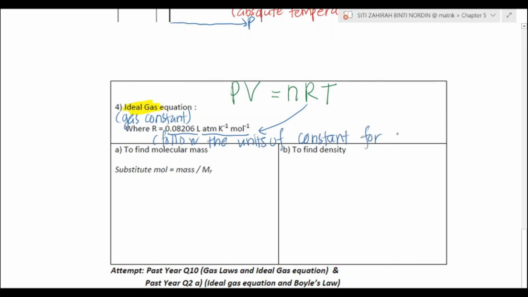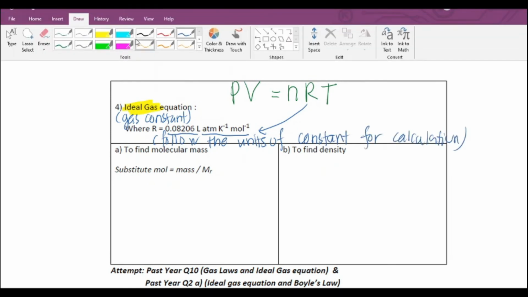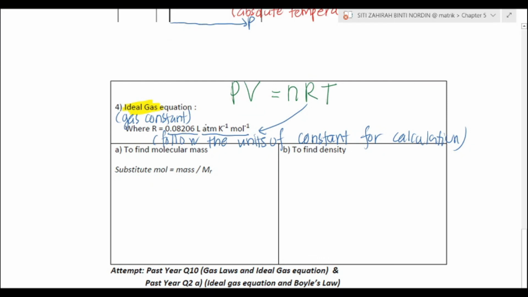for calculation. Your pressure must be in atm, volume must be in liters. Mole doesn't have any unit other than mole. And R is this number. T, temperature, must be in Kelvin. So we always use the ideal gas equation to find the molecular mass and density.